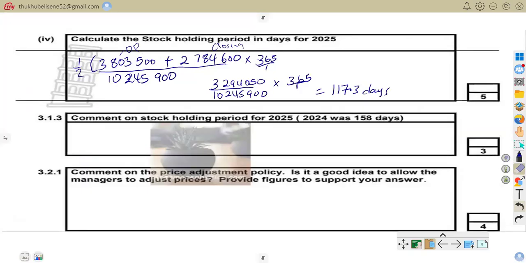So, like I've said, in 2024 it was 158 days. But you can see now it is 117 days. So meaning now we are going to say stock holding period improved.